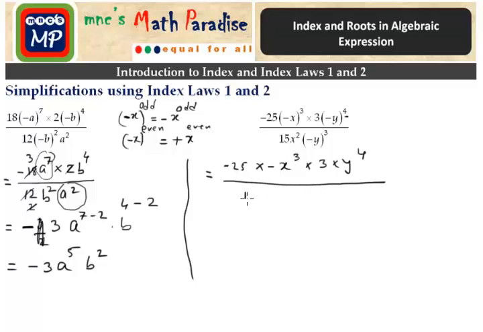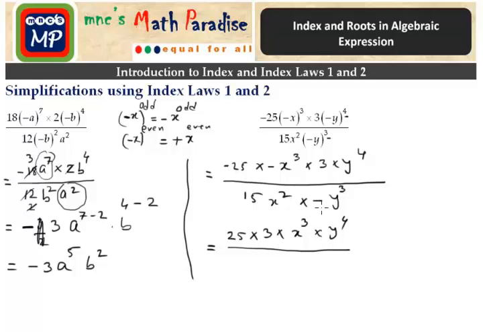Division, 15x square times minus y to the power 3. 3 is an odd number, so this minus will come out. So minus y to the power 3. So now we will calculate: minus times minus will give plus. At the numerator we will get 25 times 3 times x to the power 3 times y to the power 4.